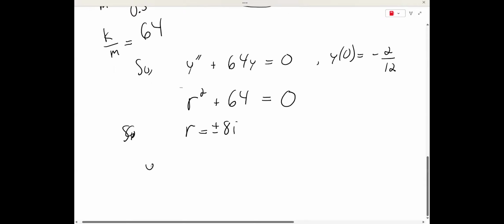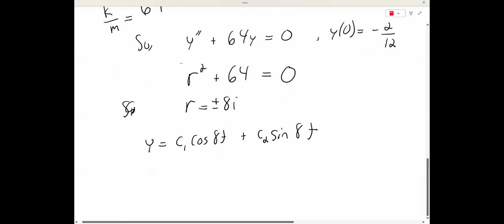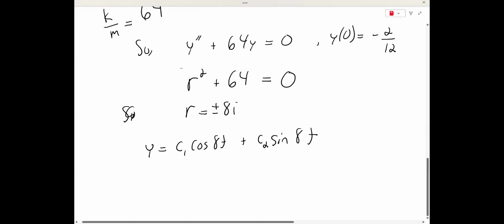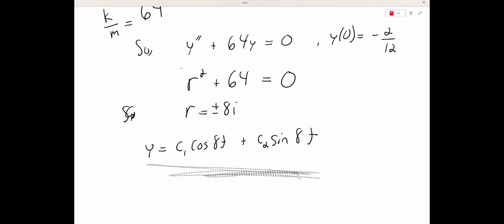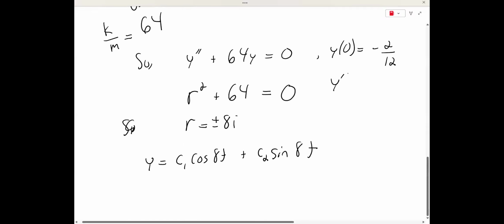So how does that look then? That would be y equals c1, and remember when it's pure imaginary, how does that go? Cosine 8t plus c2 sine 8t. Anything here so far? So this is displacement as a function of time. But we also have these initial conditions, and we have to apply them. I have a condition on y here, and also on the derivative.